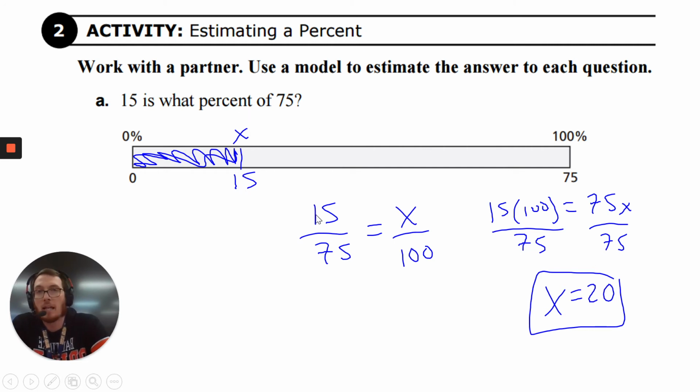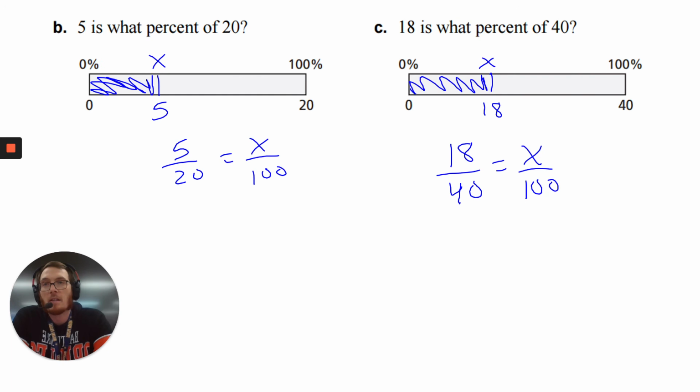Okay, so it's the same exact logic. It's just that the missing piece is in one of those three locations. You just have to figure out which one it is. 5 is what percent of 20? I have 5 out of 20, so 5 over 20 equals x over 100. I would cross multiply and solve.